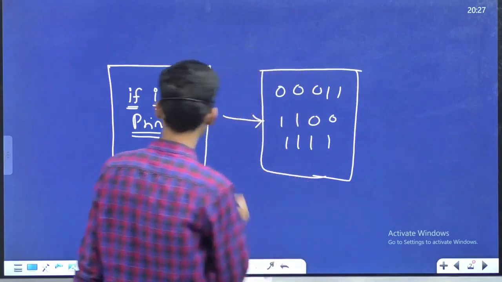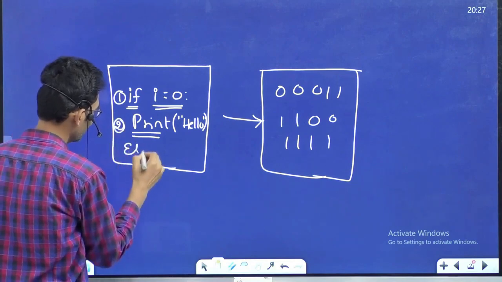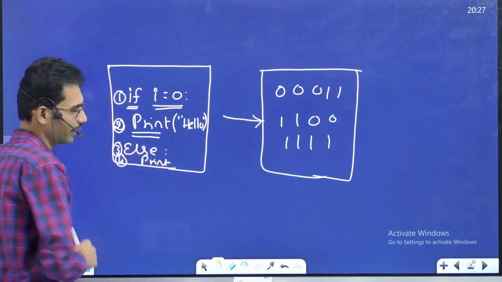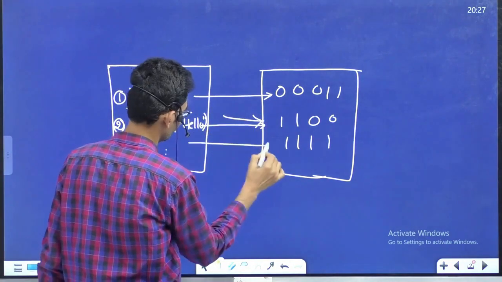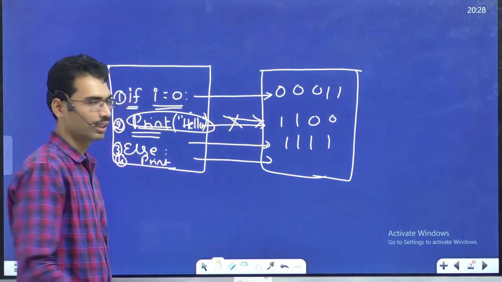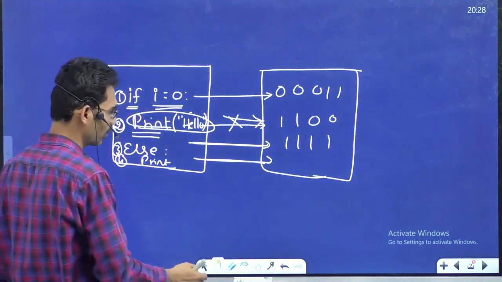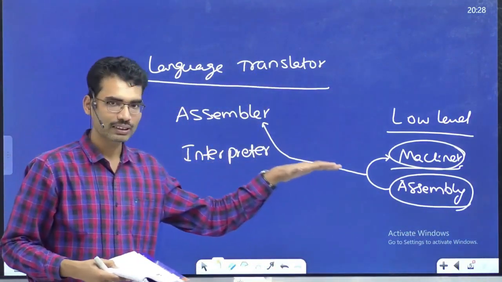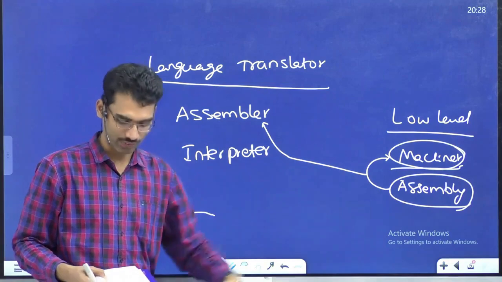For example, this is line number one, this is line number two, then I can give line number three, then print four, so four lines are there. Each line converts into ones and zeros. If something goes wrong here, the program will get stuck here. If it is all right, it goes to the next level. This conversion line by line is called the interpreter. The interpreter is a translator which translates high level languages to low level language line by line.